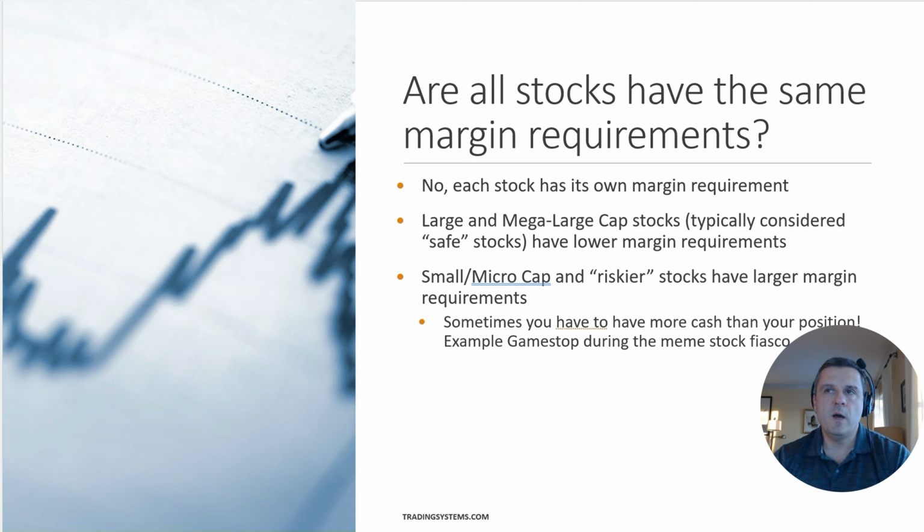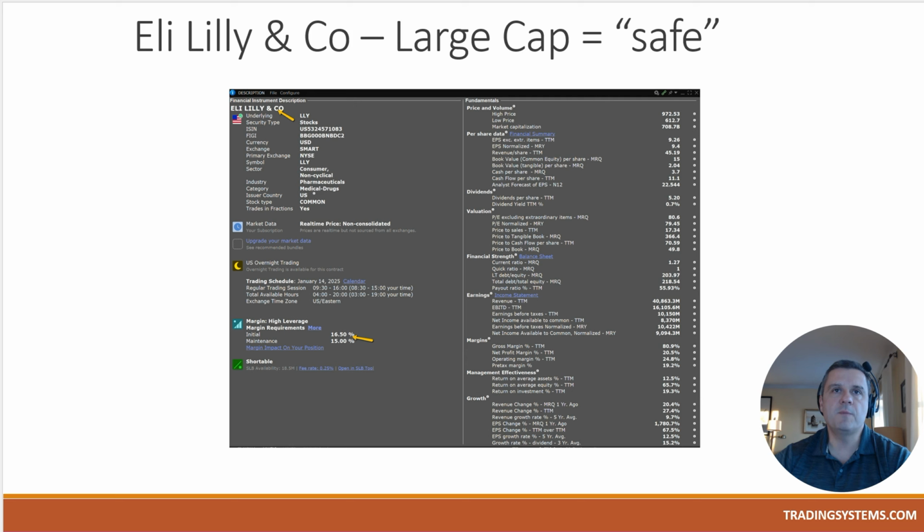So that is why each and every stock has its own margin requirements assigned per broker. Typically, large and mega large cap stocks are considered safer, so they have more margin available, versus some small micro cap stocks or even nano cap stocks, God forbid. They're considered to be riskier, so they have less margin available. So let me give you an example.